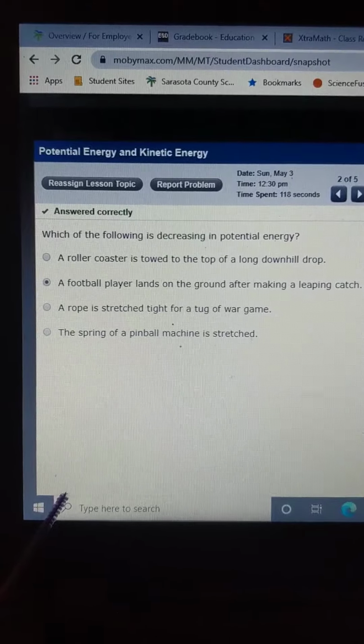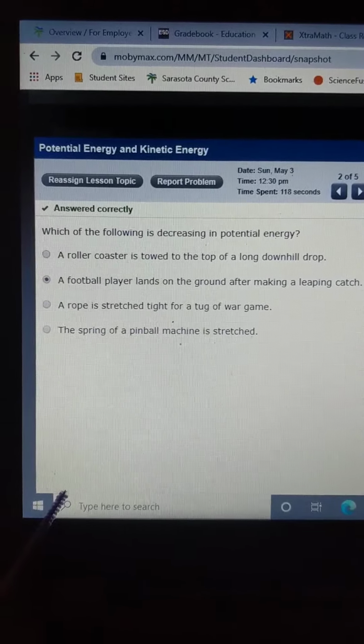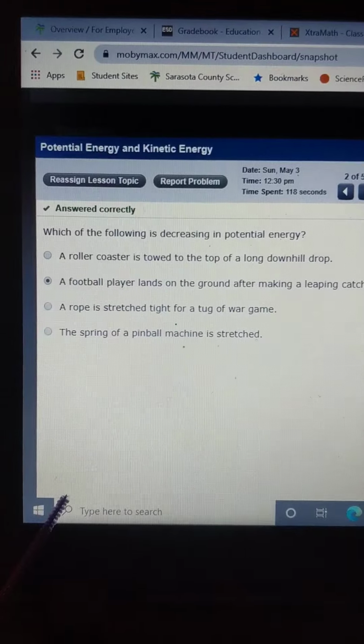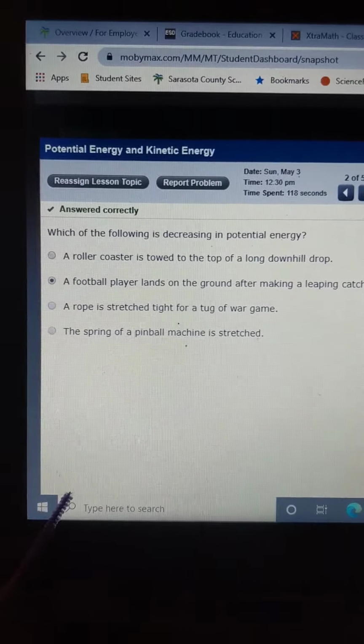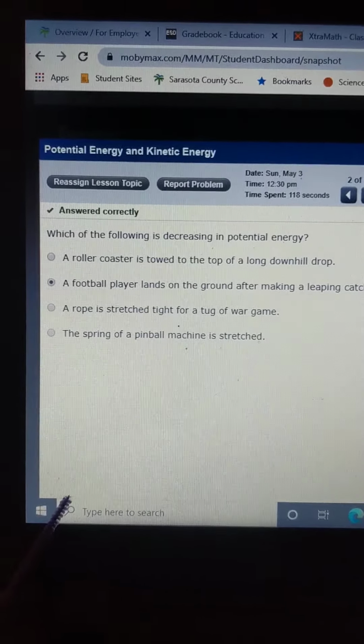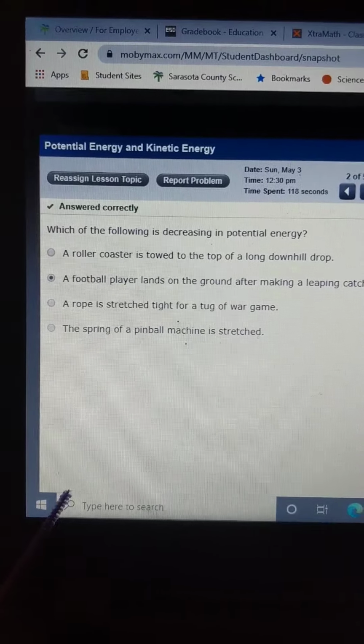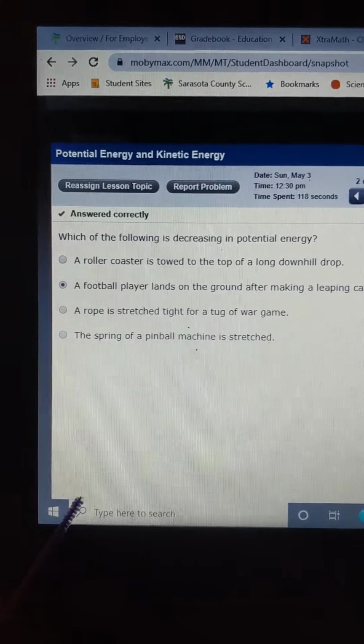That is correct, that one, because if a roller coaster is towed to the top of a long down drop hill, that means it's gaining potential energy. The further that you push that roller coaster up the hill, the more potential energy it's going to get because it's getting farther from the ground.